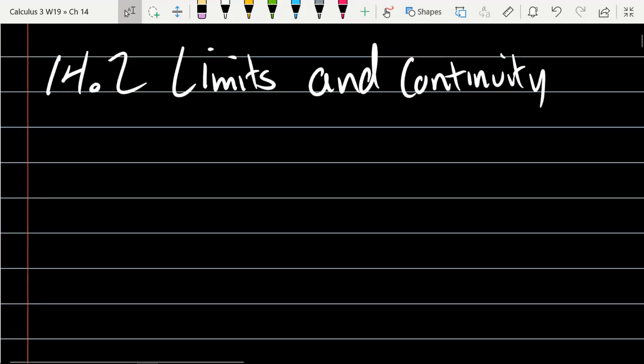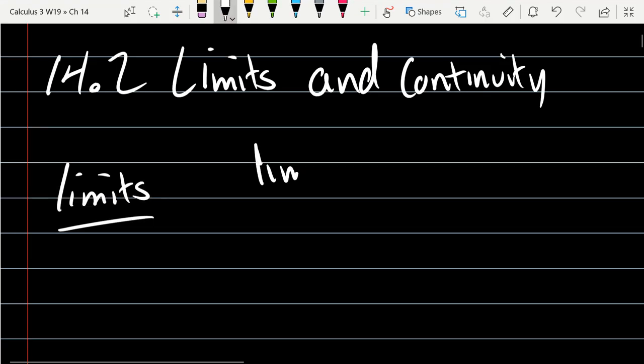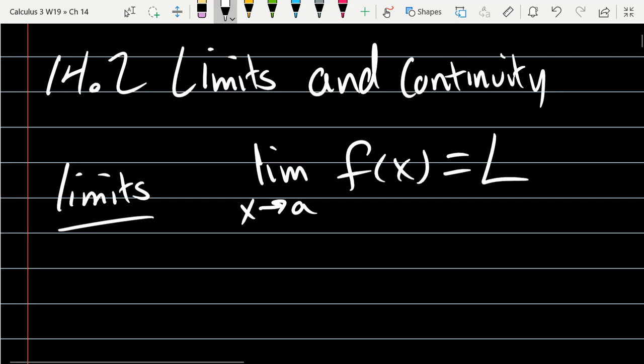So we'll start with limits. Obviously, continuity requires limits. So if you don't have limits, you can't talk about continuity. So we'll start out with the limit as x approaches a of f of x equals L.